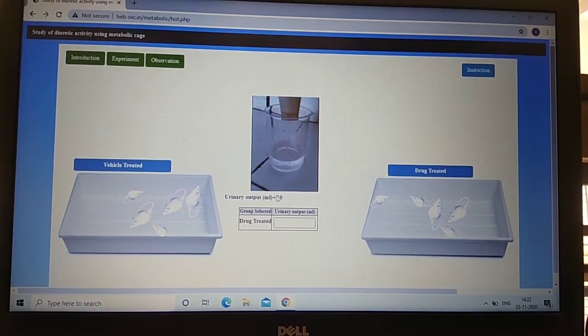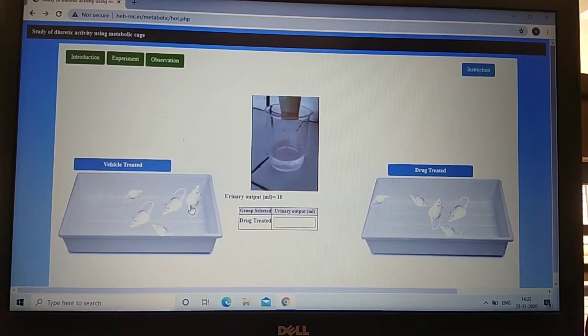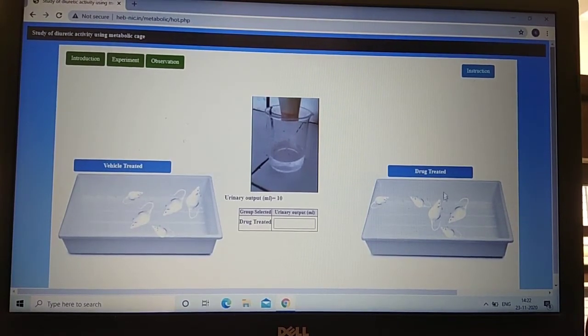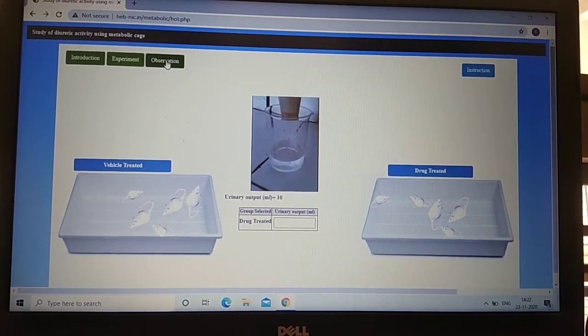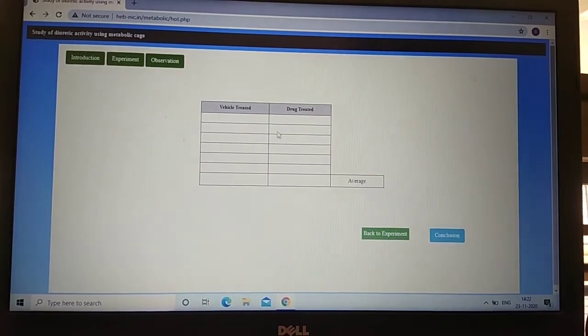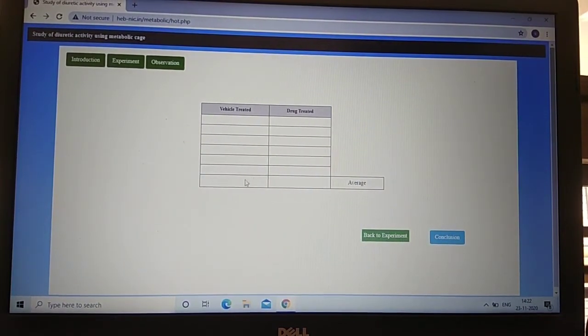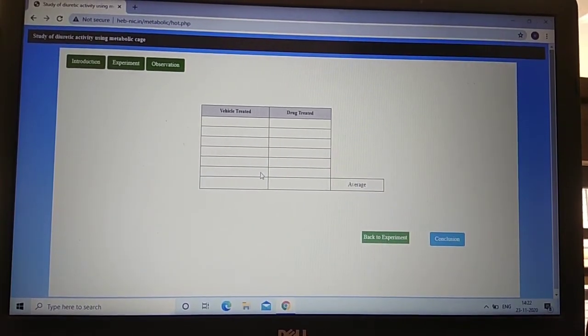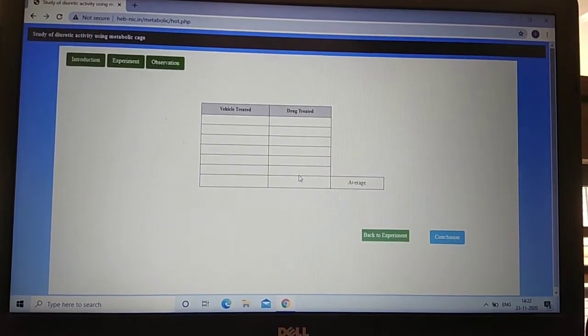Similarly, if you take all the vehicle treated animals and all the drug treated animals, and keep them for another 5 hours for both groups of animals, after 5 hours we take the reading and compare the urine output between the drug treated and the vehicle treated after 5 hours.